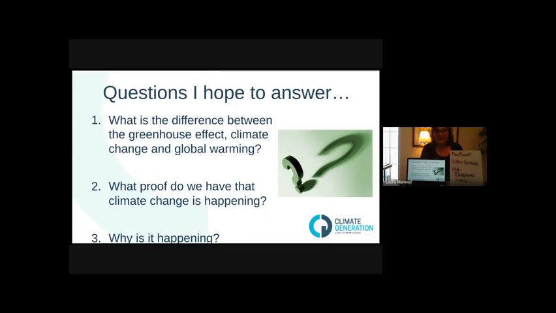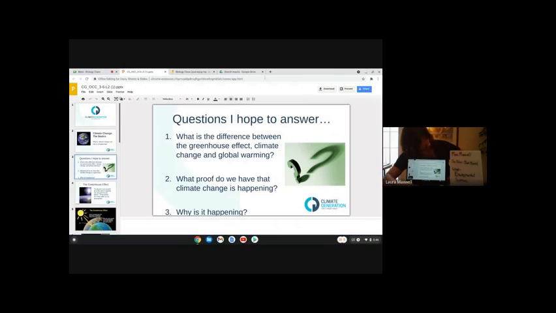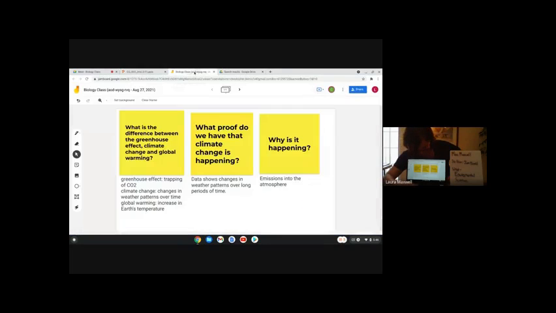So there are 3 questions I'm going to be asking on this Jamboard. What is the difference between the greenhouse effect, climate change, and global warming? What proof do we have that climate change is happening, and why is it happening? So let's go to our Jamboard. And Christopher has already written down the 3 different answers. So Christopher, do you mind reading your answer for the first question?